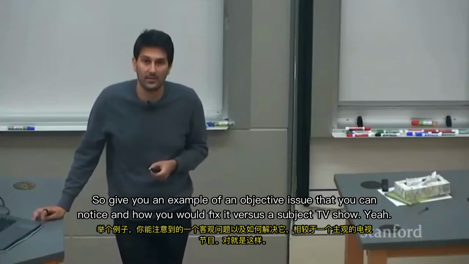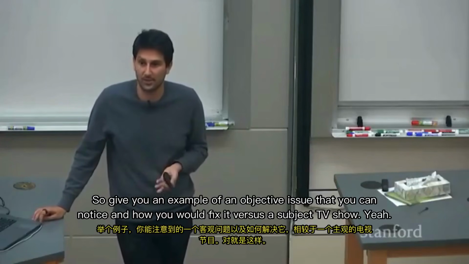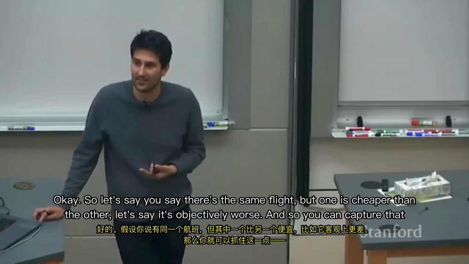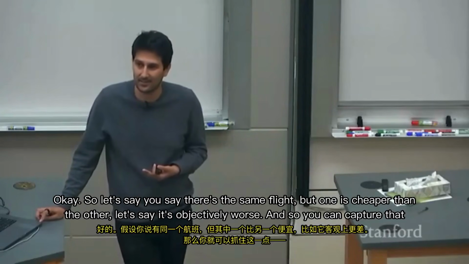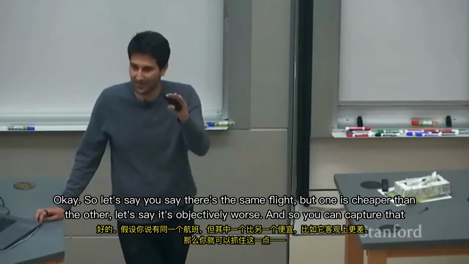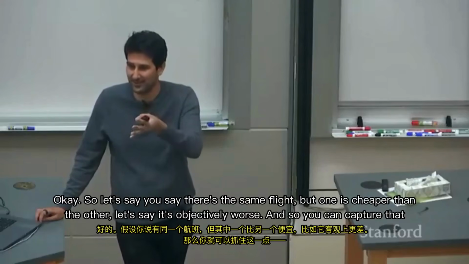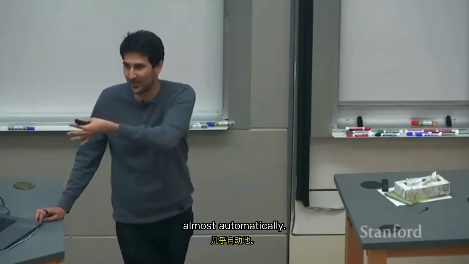So, give me an example of an objective issue that you can notice and how you would fix it versus a subjective issue. Yeah. If you're taking the flights, there's a weird flight which is cheaper. There's only direct or not direct, which is more expensive. Okay. So let's say there's the same flight, but one is cheaper than the other. Let's say it's objectively worse. And so you can capture that almost automatically.